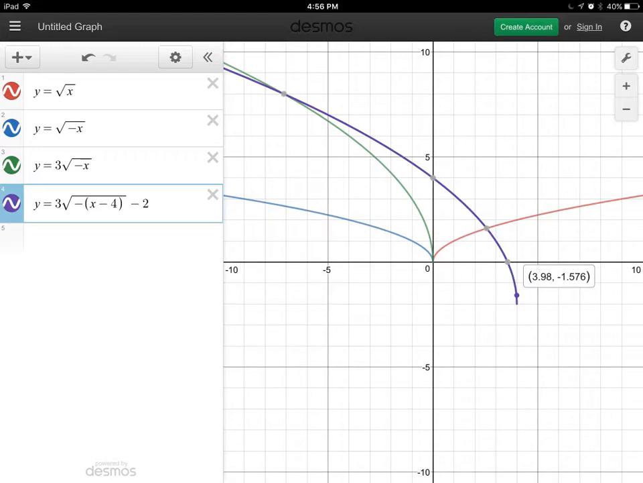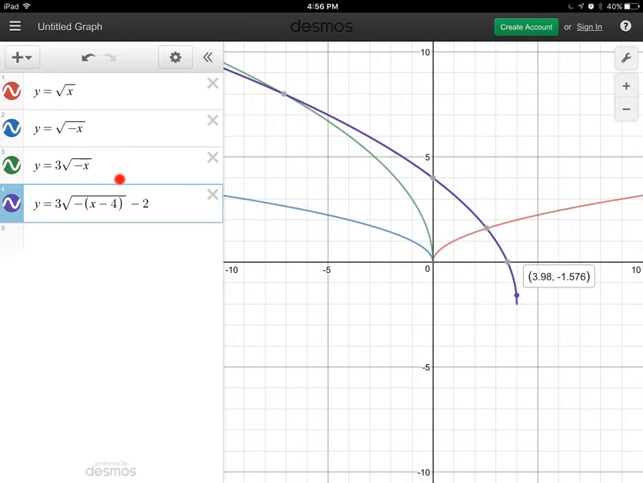The next one involved square roots. So I started with the parent function. Then I reflected it. Now notice when I put the negative under the radical sign, that changes the domain. So instead of having positive values and 0, I now have 0 and the negative values, because I need a negative negative so I can take the square root of a positive. So parent function, then the reflection over the y-axis.